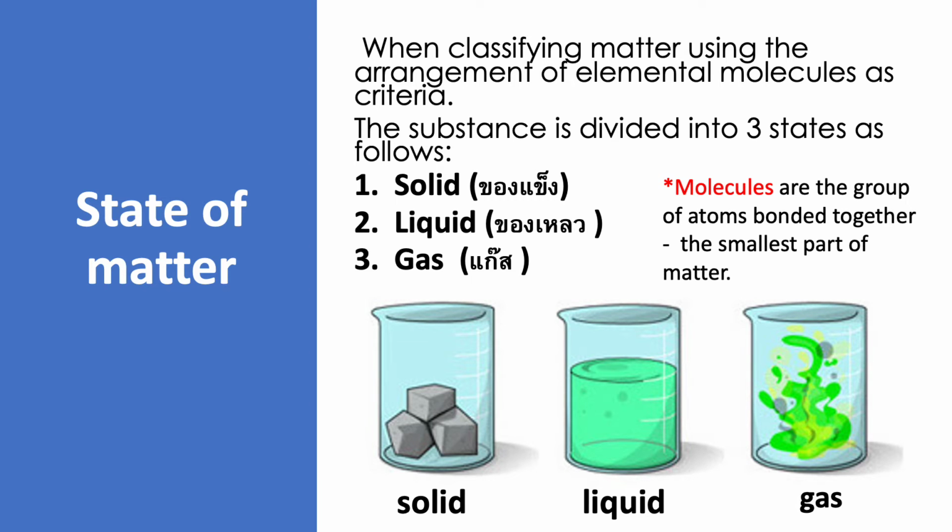Okay, so molecules, kids, are a group of atoms bonded together, and molecules are the smallest part of matter. So we are going to look at the molecules in the matter so that we can see the differences of these three states of matter. Okay? Now let's start with number 1, solid.